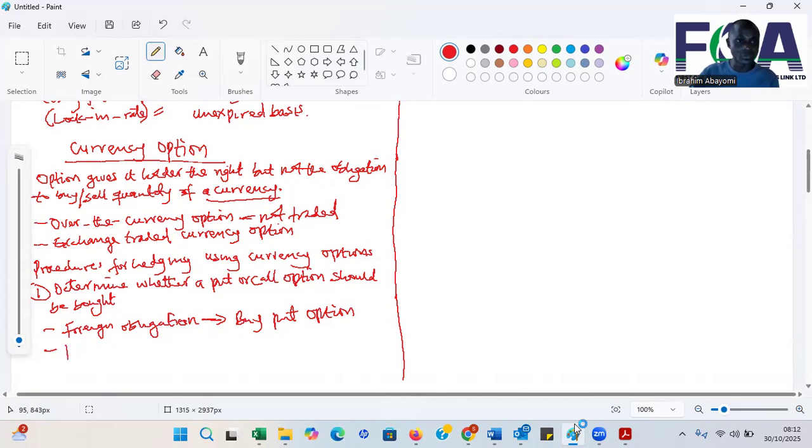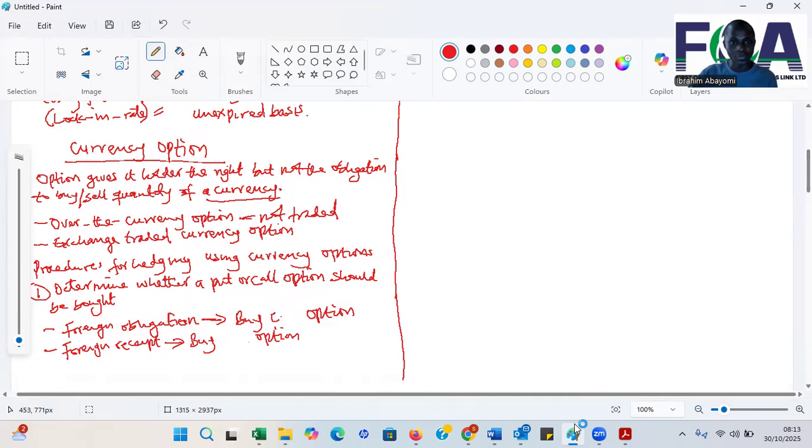Then for foreign receipt, so you buy call option. What did I say here? You want to buy here, right? Sorry. You want to buy the foreign currency to pay. So this is a put option. You want to buy the foreign currency in order to pay.